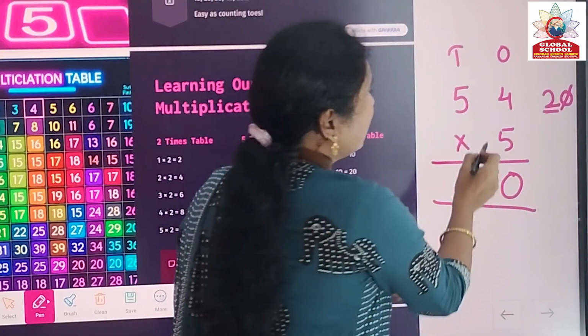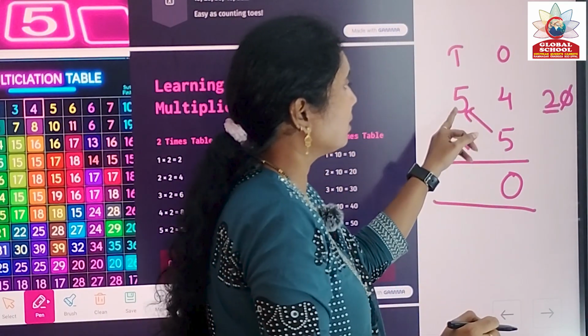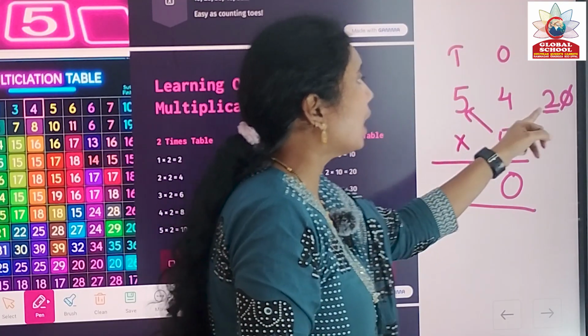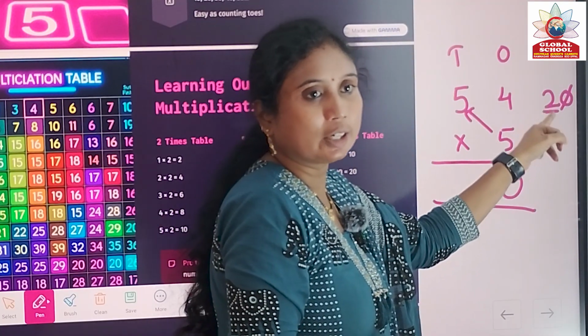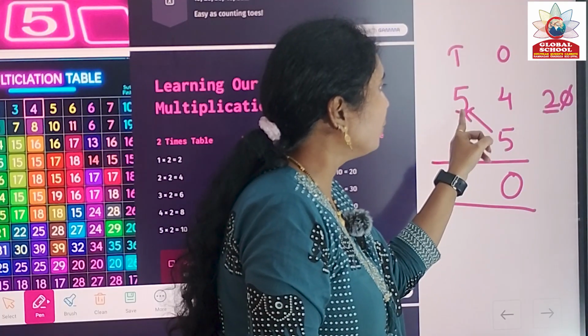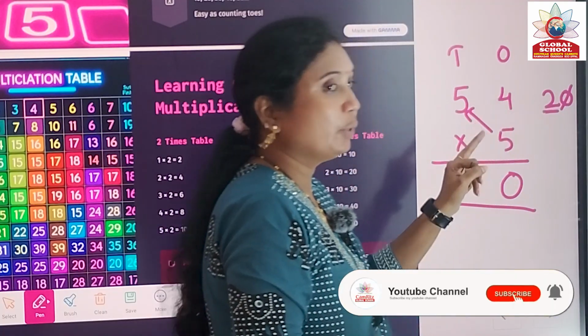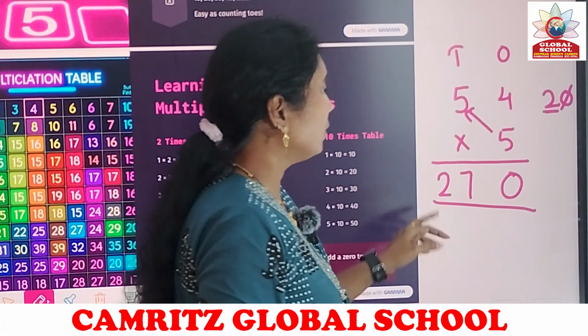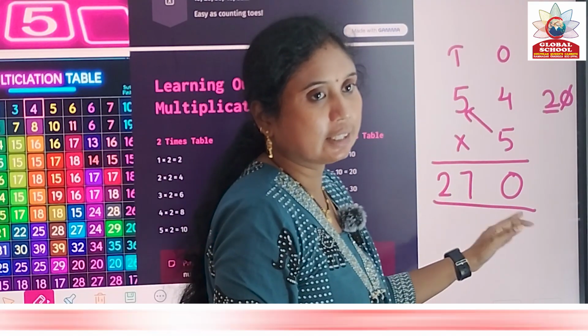See here, now we have to multiply. 5 5s are 25. That 25 we have to add with 2. Don't forget the number. 25 plus 2? 27. Now the answer is 270.